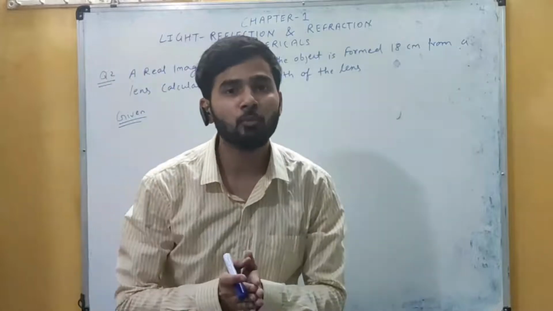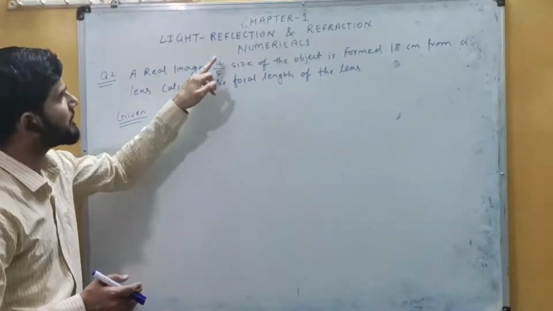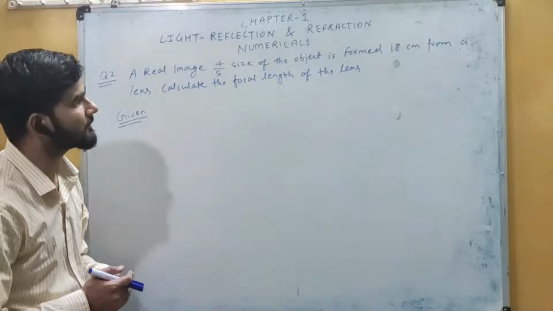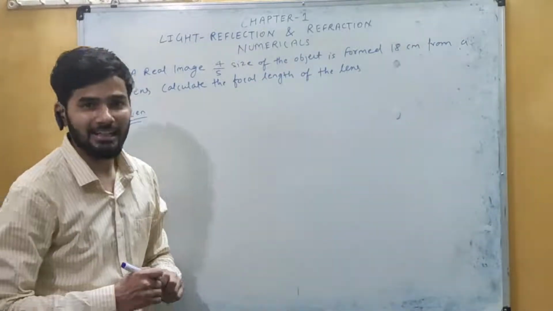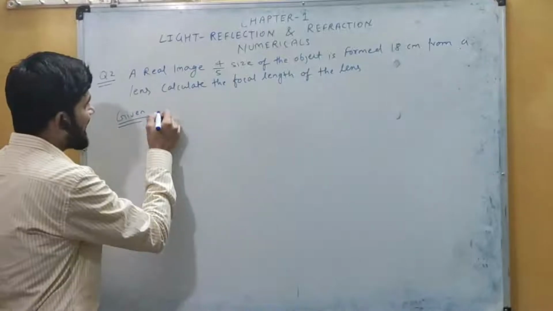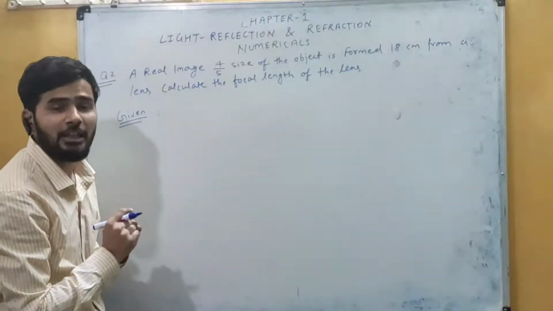Now let us solve one more numerical based on the lens and lens formula. The numerical is: a real image 4 by 5 the size of the object is formed 18 centimeters from a lens. Calculate the focal length of the lens. First of all we have to write the given values. What are the given values? A real image 4 by 5 the size of the object.